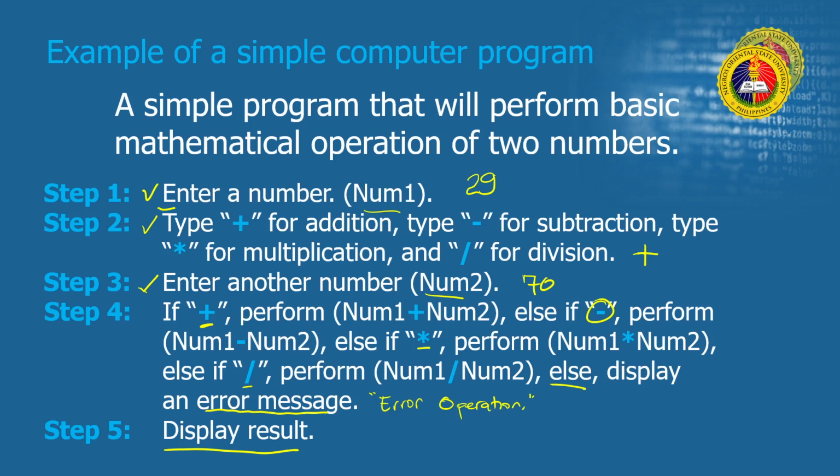All right. So what would be the expected result if kita ang computer program ron sa siguro yung result? If ni-enter tag 29 plus 70, what's the result? 99. All right. So the result would be 99.